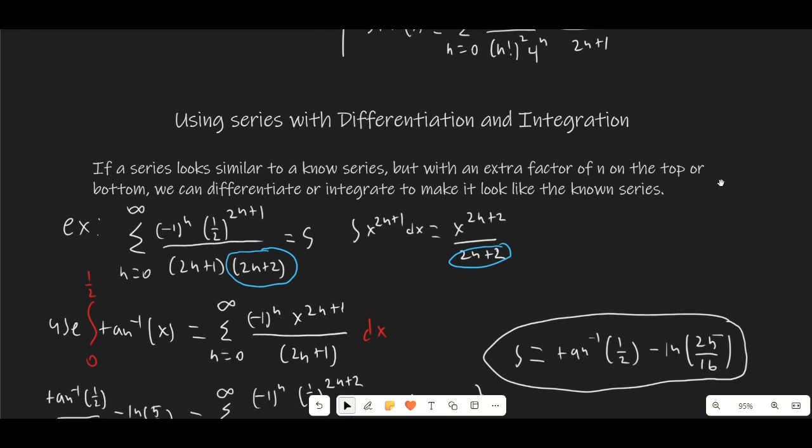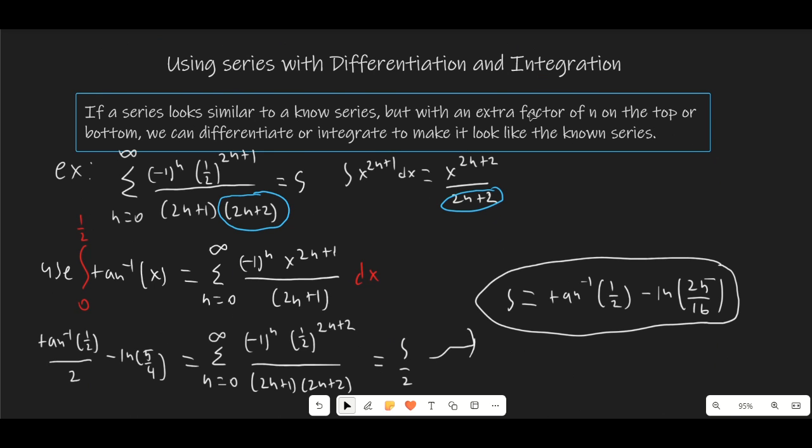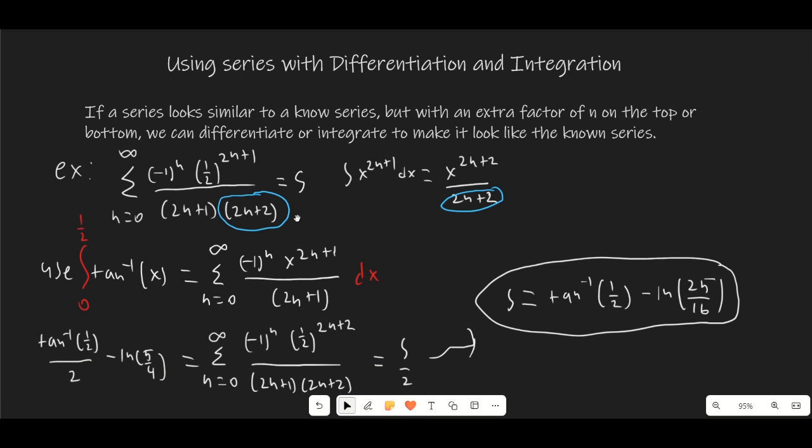So something really important to know is that using series with differentiation and integration is the main way that we're going to end up creating new series. So for example, if we have a series that looks similar to a known series, but with an extra factor of n on the top or bottom, we can either differentiate or integrate the original series to make it look like the known series. So first of all, ignore all the colored stuff here. I'm just going to go over the stuff that's in white. So we have the sum from n equals 0 to infinity of negative 1 to the n times 1 half to the 2n plus 1 over (2n plus 1) times (2n plus 2), and this is our sum s.